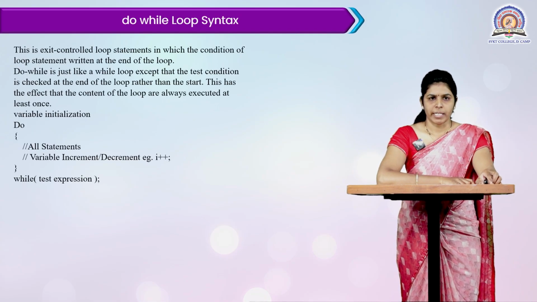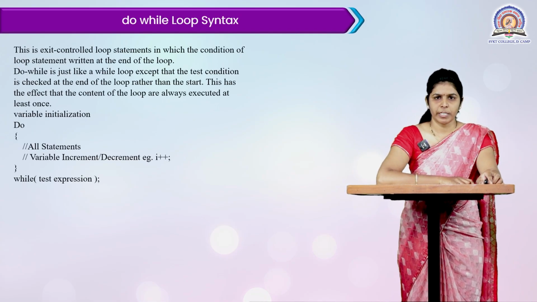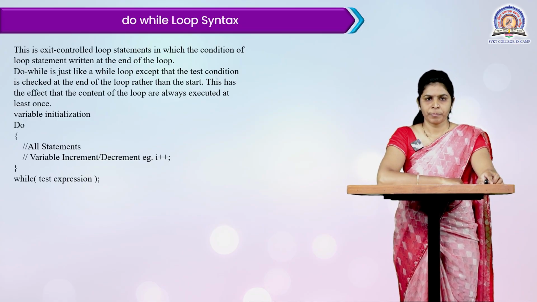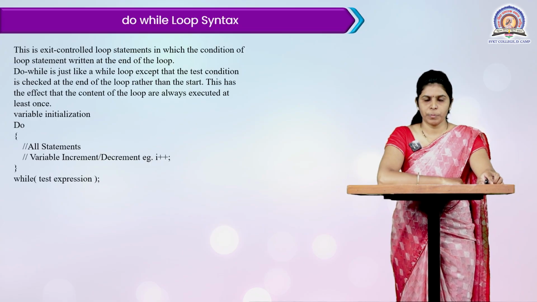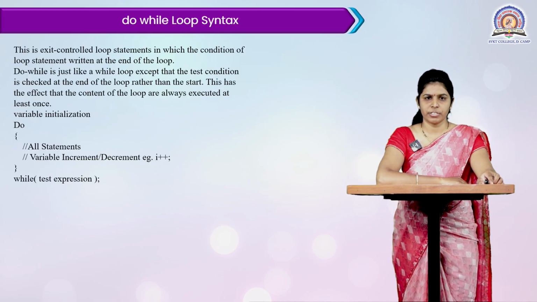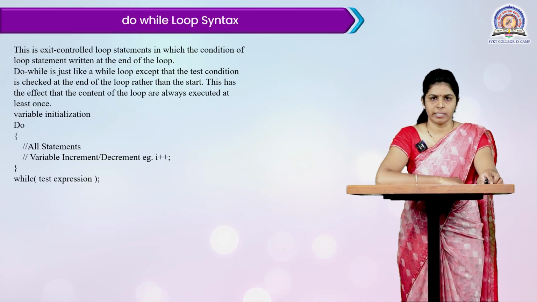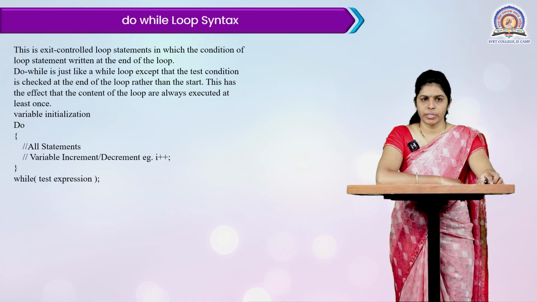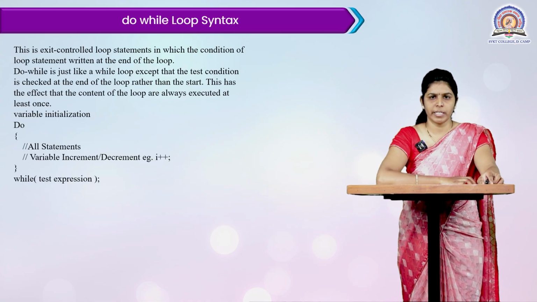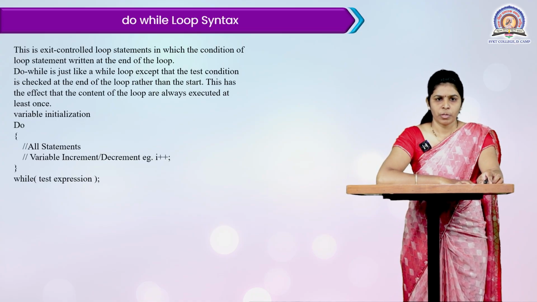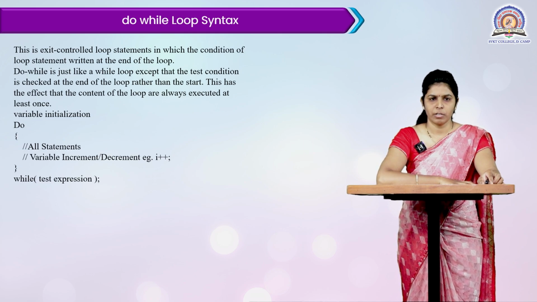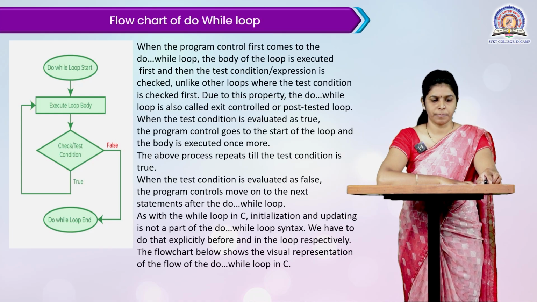Do while loop syntax. This is an exit control loop statement in which the condition of the loop is checked at the end of the loop. Do while is just like a while loop except that the test condition is checked at the end of the loop rather than the start. This has the effect that the contents of the loop are always executed at least once. So the syntax of the do while loop: do { all statements, variable increment or decrement }, closing curly bracket, then while (test expression).